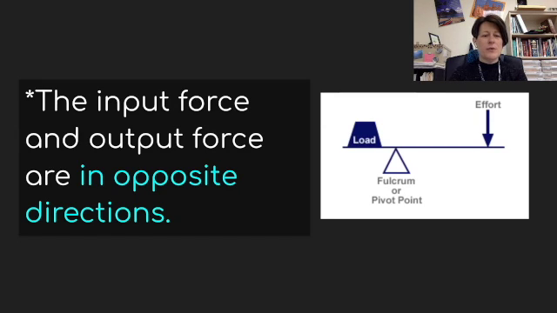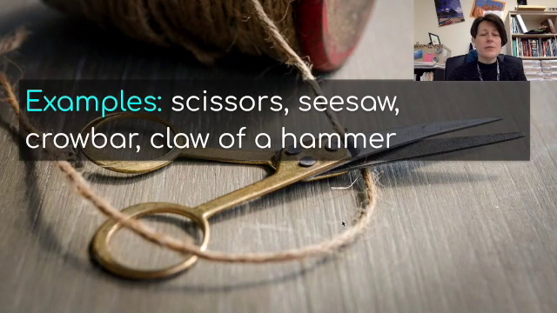The input force and output force are in opposite directions. So if you put effort over here, the load or output force goes up. So go ahead, so I know that you're listening, and draw an up arrow here by the load to show that that goes up. Some examples of first class levers are scissors. If you look at the scissors here, there's the fulcrum right there in the middle, a crowbar, a seesaw, and the claw of a hammer. A crowbar and a claw of a hammer work very similarly. They do the same thing.